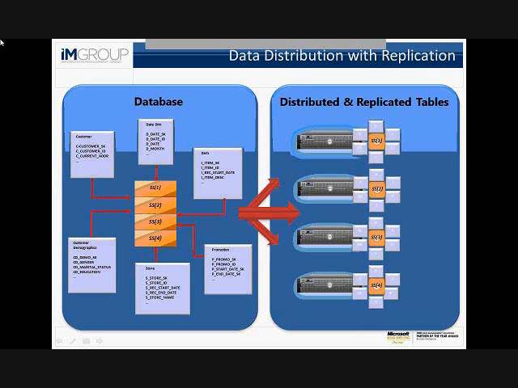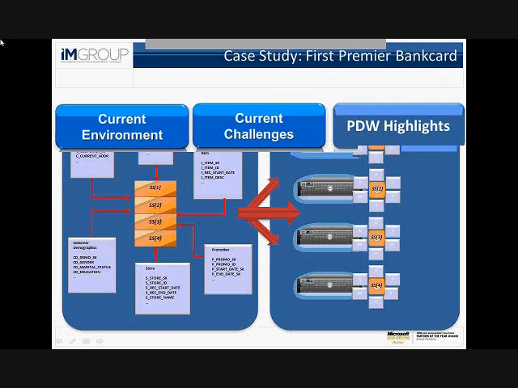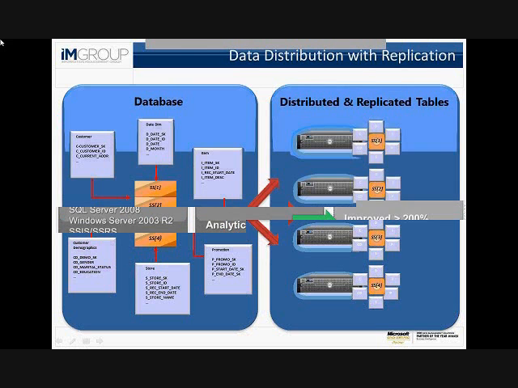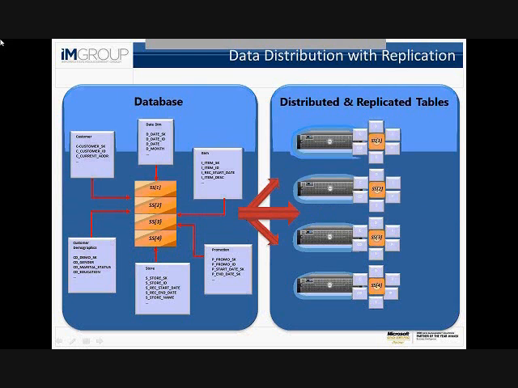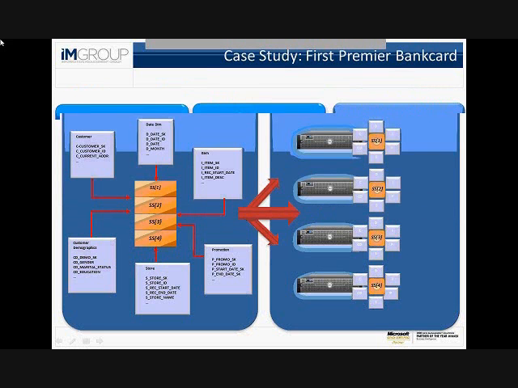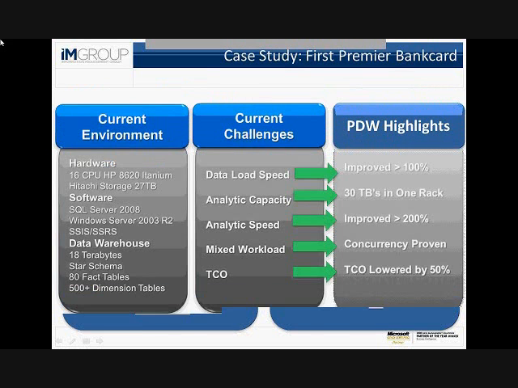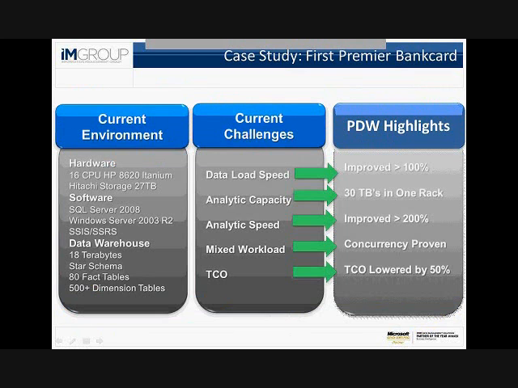So core to the way PDW works is this idea of distributed and replicated tables. So that enables us to get to, of course, incredibly large-scale data warehouse, as is an example with First Premier Bank Card. First Premier Bank Card, of course, is a common reference used by Microsoft because it's a very, very good customer adopting leading-edge Microsoft business intelligence technologies.